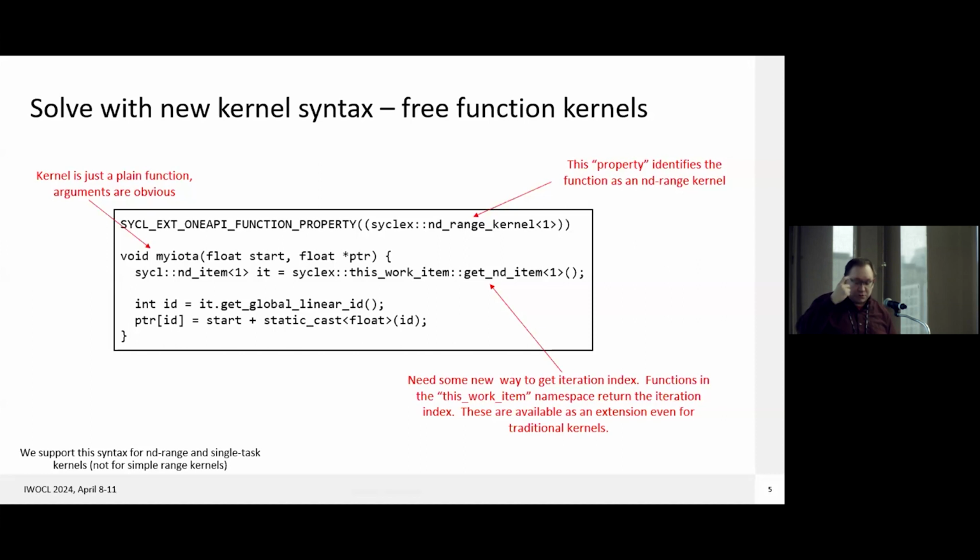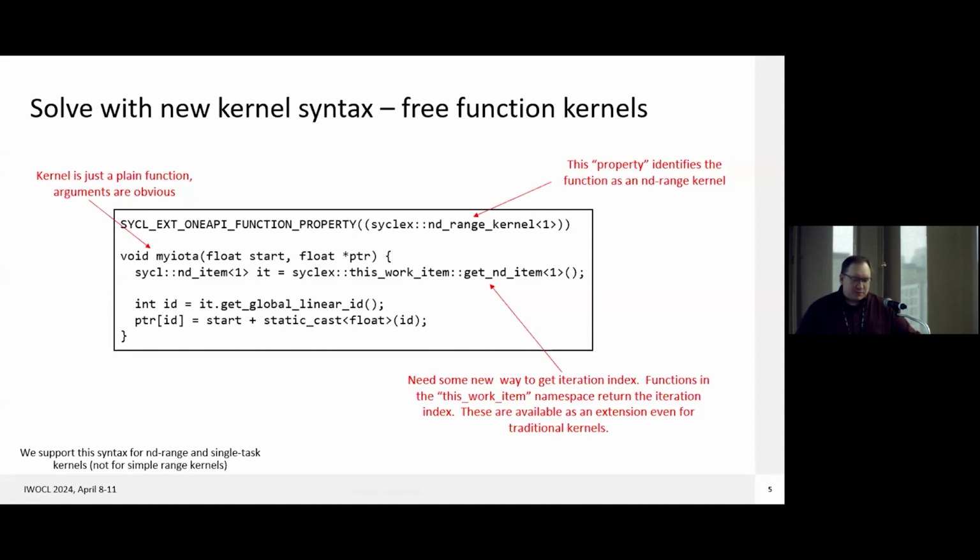Now the function needs to be decorated somehow to identify it as a kernel. In this case, we leveraged the DPC++ properties extension to achieve this. And here the property just says that this is going to be a one-dimensional ND range kernel. So again, this isn't even too unfamiliar if you're coming from CUDA or HIP: here's our version of __global__ in some sense.